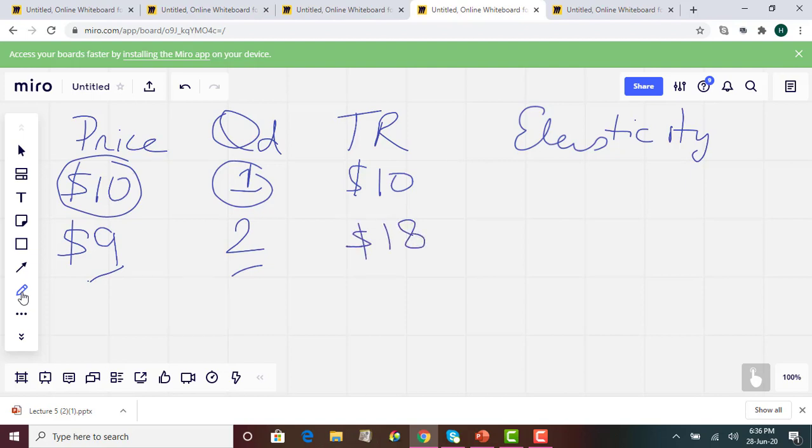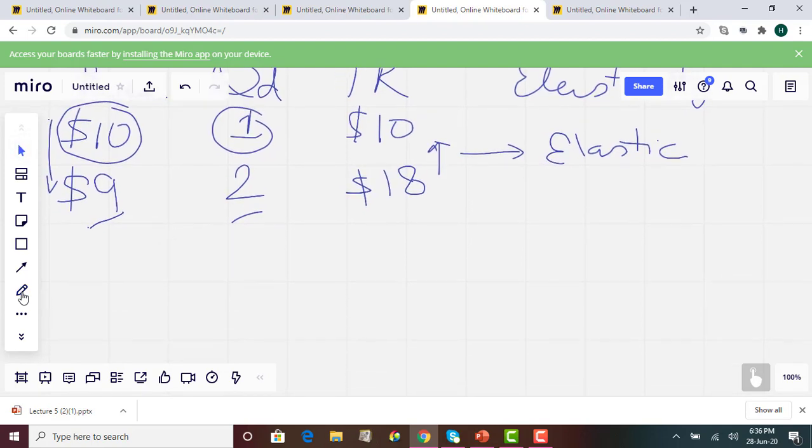So what can you say here? Your price is going down, but your total revenue is going up. So they are in the opposite direction, correct? Price going down, revenue going up. So this is elastic. At this portion, we are going to have elastic demand. Okay, now let's move on with the table.